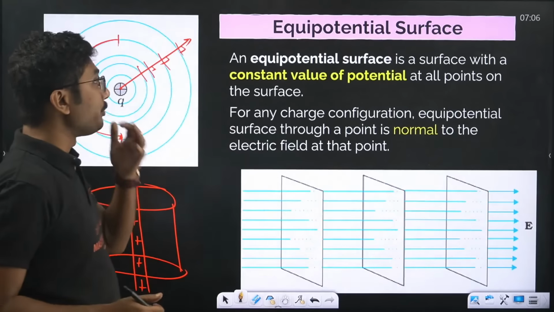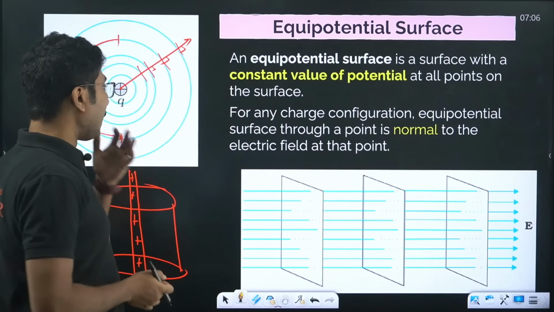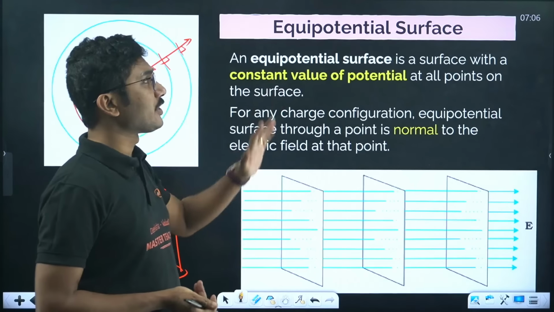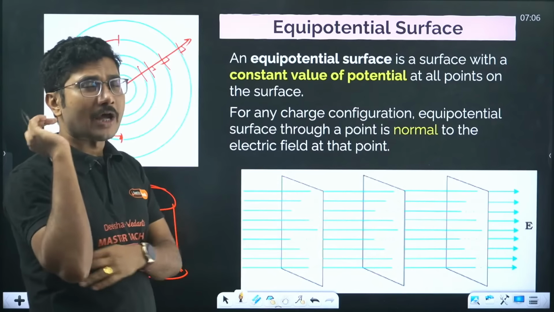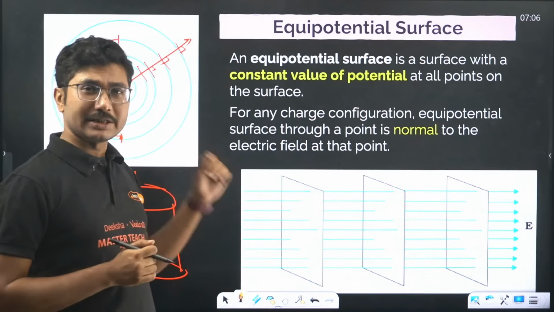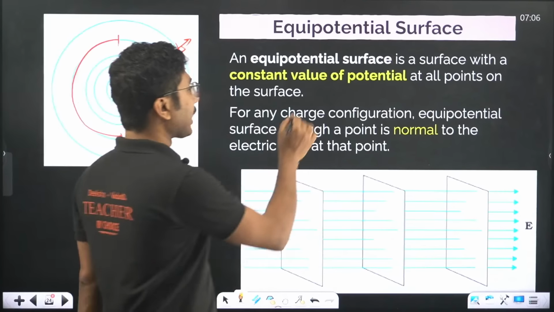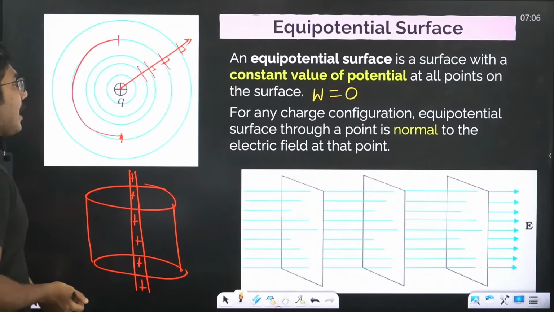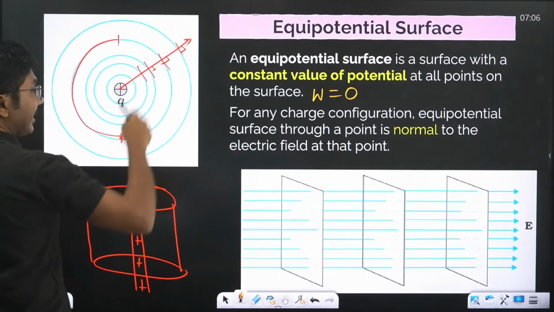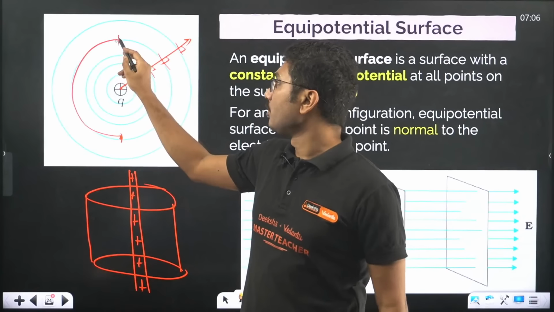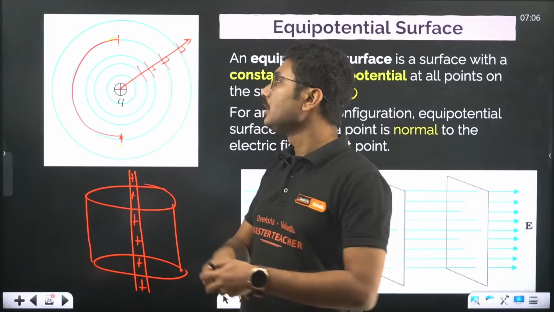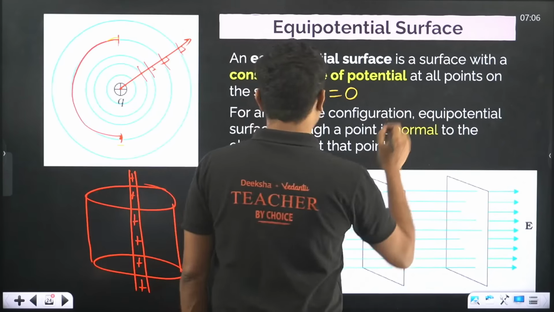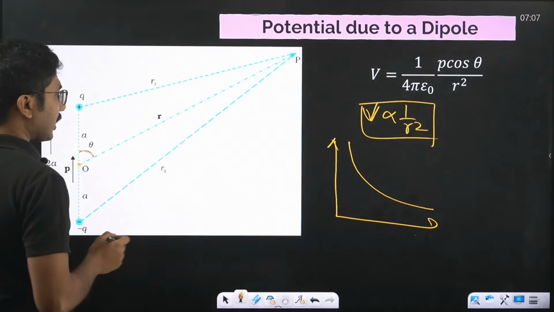Now next is the equipotential surface, another very common question that comes in the exam. An equipotential surface is a surface with a constant value of potential. Work done to move a charge on an equipotential surface is 0. They might give you a complicated diagram and ask what is the work done to move the charge from here to here. The work done will be 0 because obviously the potential is constant.